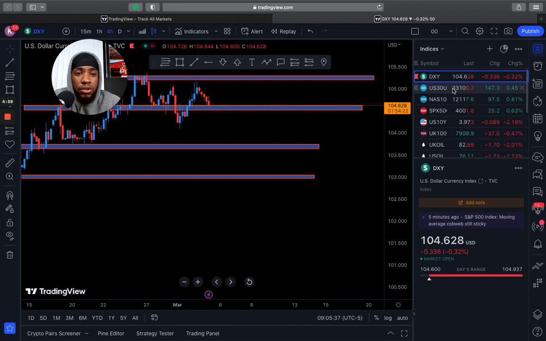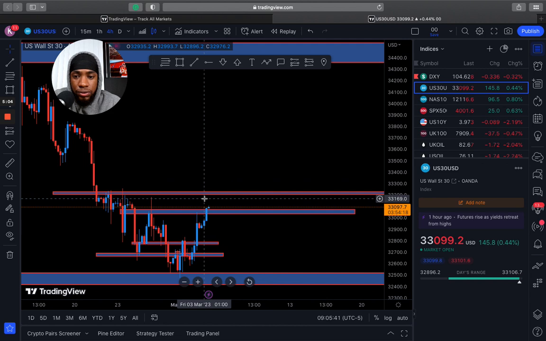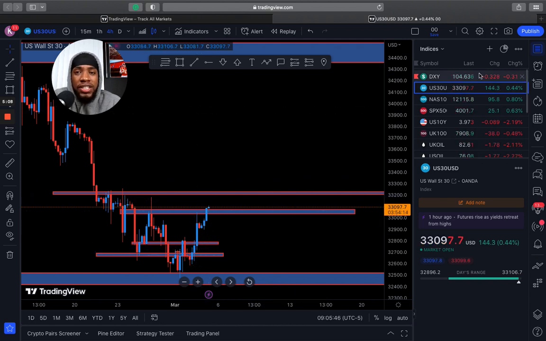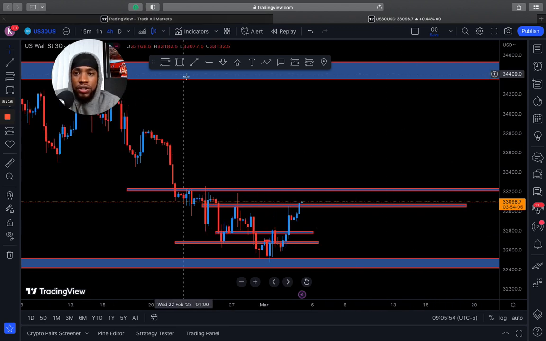If we take a look at US30, on the 4-hour, 1, 2, 3, 4, 5, we see price has been uptrending. That's because of that inverse relationship. When you see the US dollar going down, you'll see US30 going up. And really, we're just using price action.